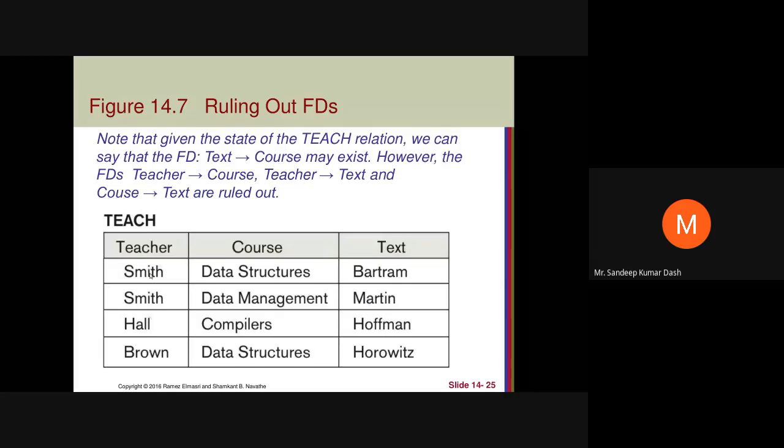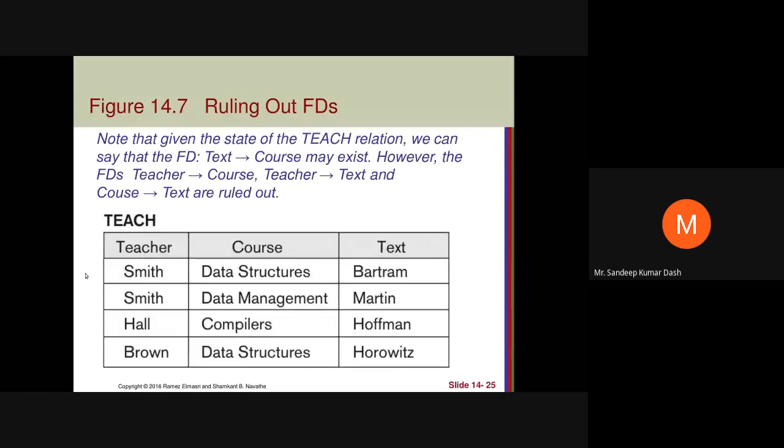Here how many tuples are there? 4. How many attributes are there? 3. Suppose this is X attribute, teacher. Suppose this is Y attribute, course. Now I am asking whether there is functional dependency existing between teacher and course or not. Functional dependency is represented by X arrow Y like this, teacher arrow course.